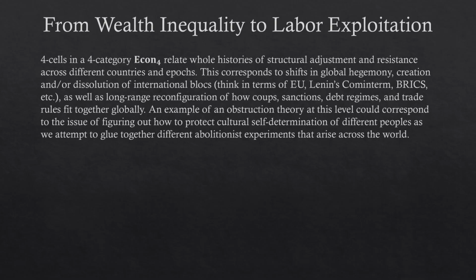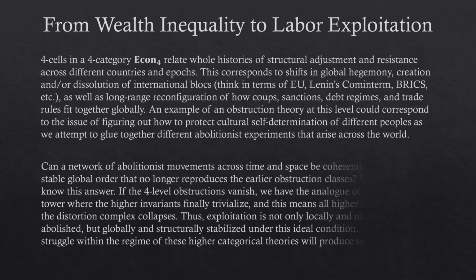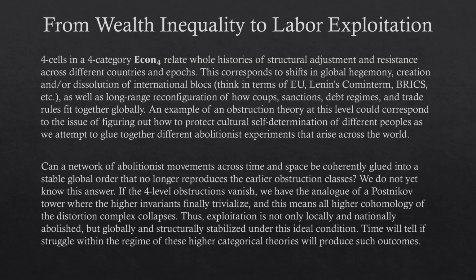An example of an obstruction theory at this level could correspond to the issue of figuring out how to protect cultural self-determination of different peoples as we attempt to glue together different abolitionist experiments that arise across the world. Can a network of abolitionist movements across time and space be coherently glued into a stable global order that no longer reproduces the earlier obstruction classes? We do not yet know this answer.